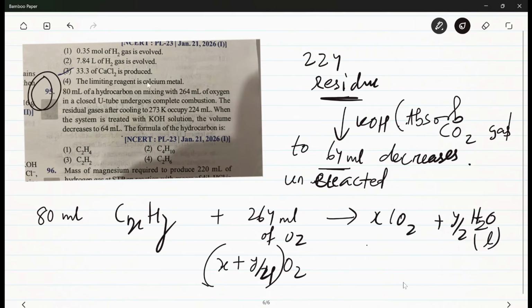Fine. Okay. So now 64 ml unreacted is O2. How much CO2 is absorbed? Now 224 minus 64. How much is it? Okay. Now how much of CO2 is absorbed?